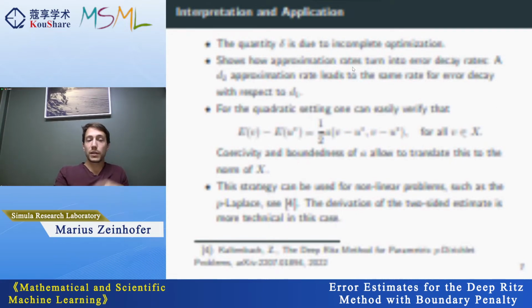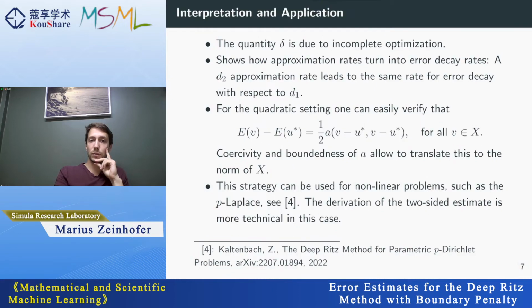Some of what is on this slide I already said. So just to recall, the quantity delta is due to incomplete optimization, or measures how well we manage to optimize over our ansatz class M. Then the result shows that approximation rates turn into error decay in the following way. If we can quantify the approximation rate with respect to this upper metric, then we can get the same error decay rate as this approximation rate with respect to the metric D1.